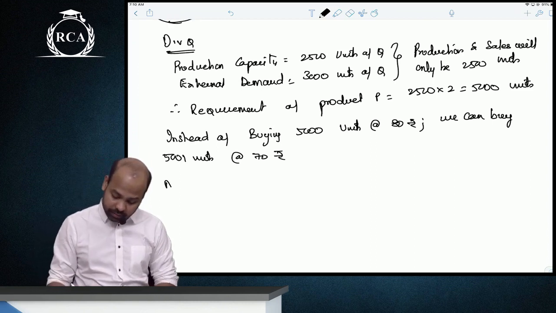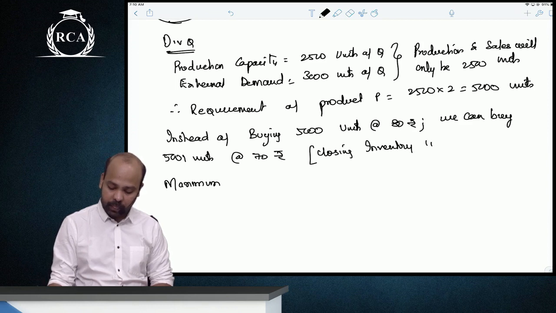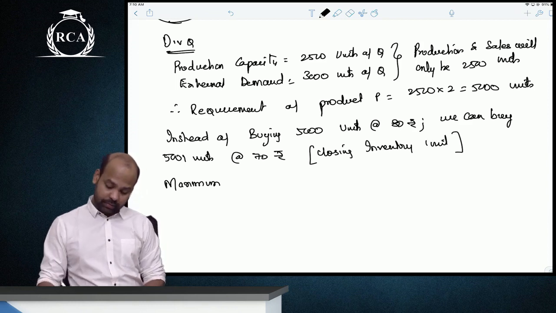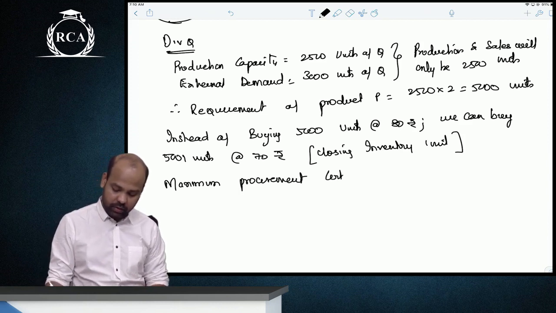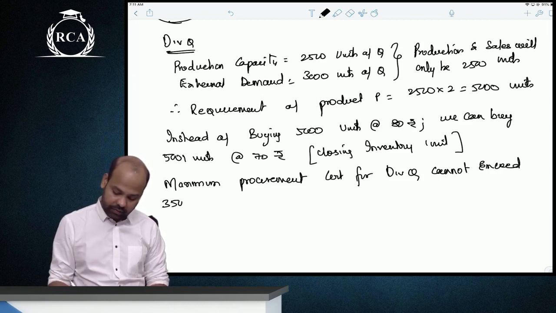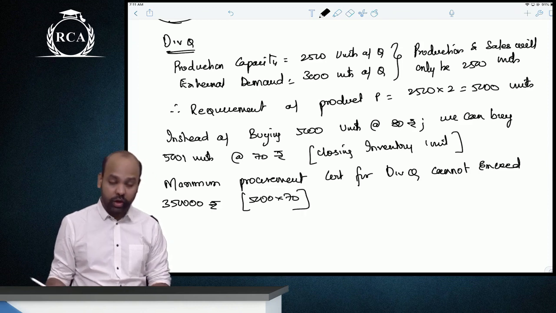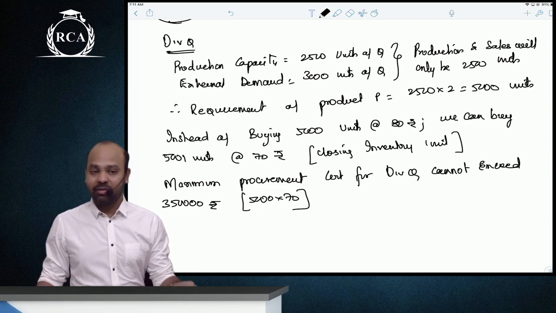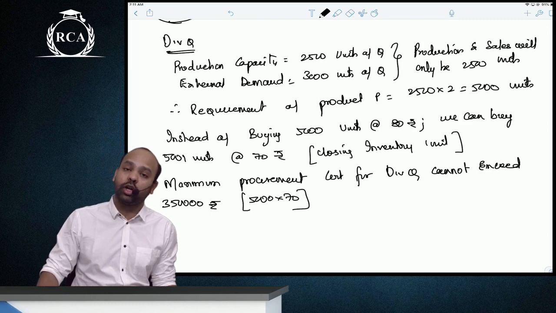So let us not forget, beta, the maximum procurement cost. Let us not write off that as a buildup. I'll write closing inventory 1 unit. You want to throw it, you can throw it, guys. Maximum procurement cost, beta, for division Q cannot exceed 3,50,000 rupees. 5000 into 70, beta, I'll keep a closing stock of 1 unit. Or you can write 3,50,070 rupees, guys, doesn't make a difference. But yes, beta, the maximum procurement cost for division Q cannot exceed 3,50,000.